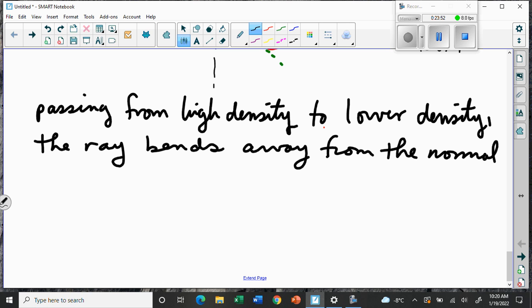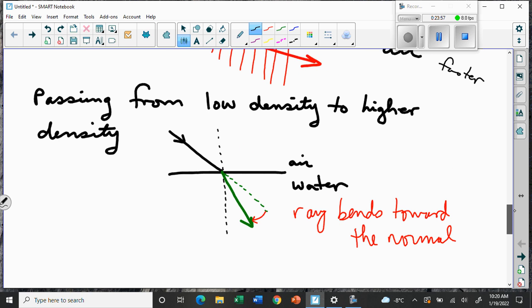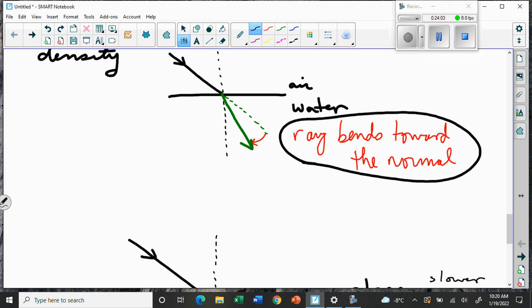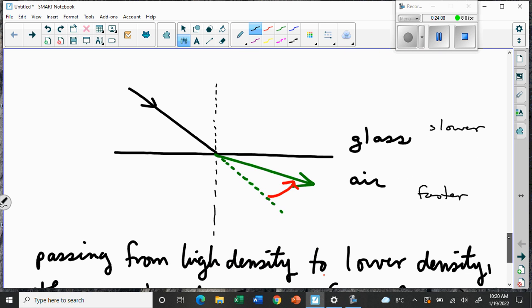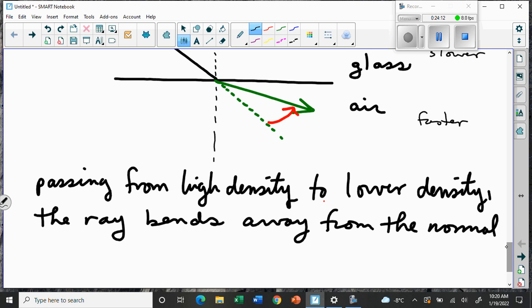Okay, so I'm just going to jump back up here. Here's the first picture. When you go from low density to higher density, the ray bends towards the normal. You can see it in the picture, bending sort of closer to the black dotted line. But then when you do it the other way, passing from high to low, the ray bends the other way. The ray bends away from the normal.